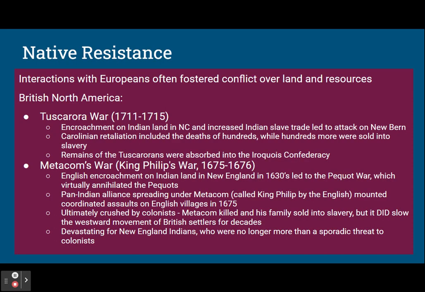Now, ultimately, this war is going to be crushed by the colonists. Metacom himself is killed, and his family was sold into slavery. It did slow down the westward movement of British settlers for decades, but ultimately it was devastating for New England Indians. After this, it really broke their strength. They were no longer more than a sporadic threat to the colonists.